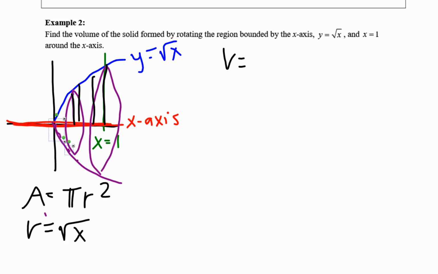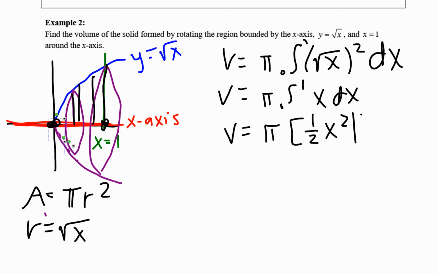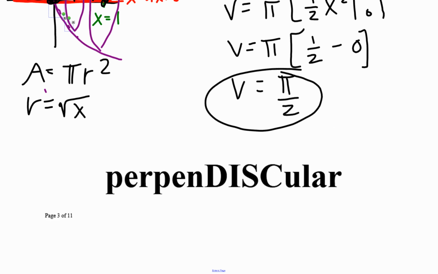Okay, so we start out, the volume is pi times the radius squared. And our x values, we're going from 0 to 1. So let me simplify that. That's x dx. That makes an antiderivative of 1/2 x squared. We're going from 1 to 0. So the volume is pi times 1/2 minus 0, which is just 1/2 pi. And so that is the perpendicular method.